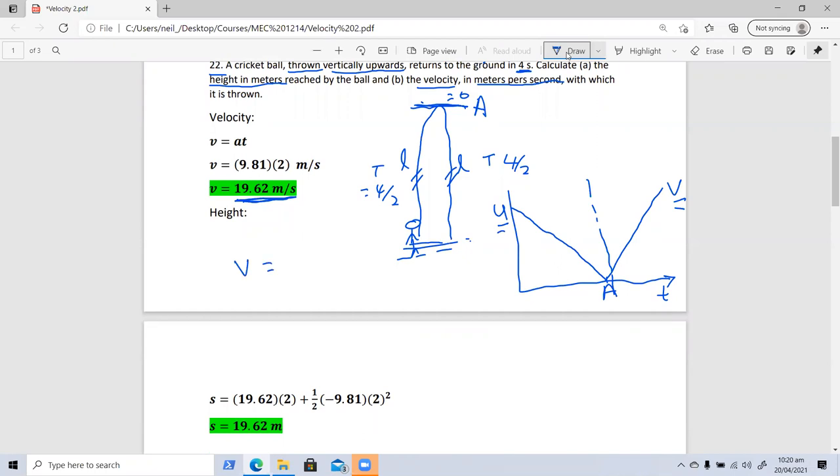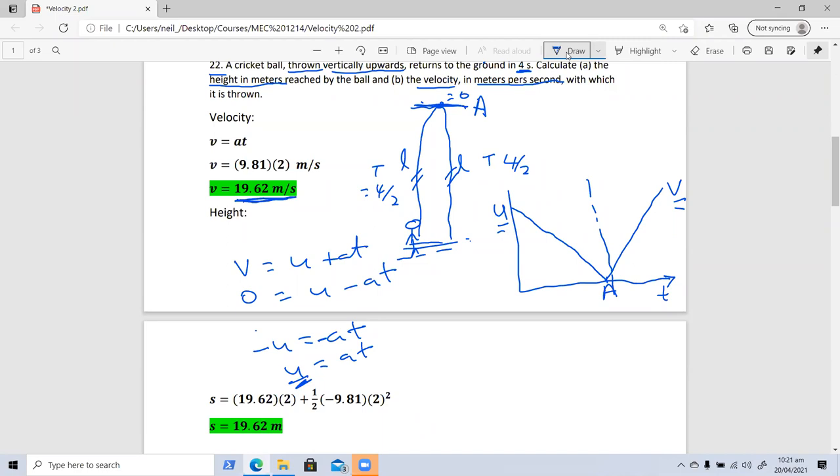V is equal to U plus AT, but again, this A is minus A, so U minus AT. V, the final velocity at this point here, is going to be 0. And we carry over, minus U is equal to minus AT. So we just get U is equal to AT. U is equal to AT.